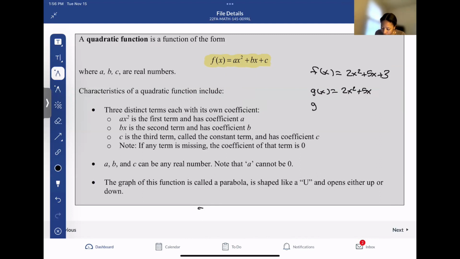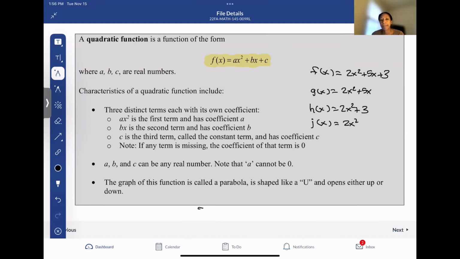Or maybe we have, let's call it h now, 2x squared plus 3. There's no middle term there, no 5x. That's okay too. This is still quadratic. Or I'm running out of letters. E, F, G, H, I. I don't like I of x. J of x, we'll call just the 2x squared by itself. So you can have a quadratic function that has 1 term, 2 terms, or 3 terms.